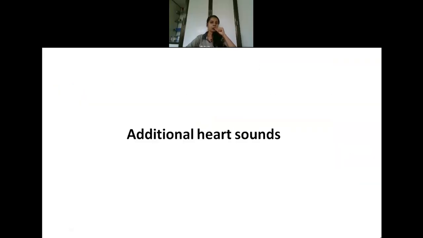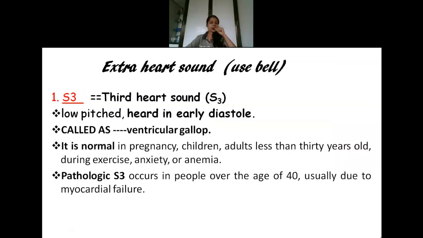First of all, moving on to S3. Always remember S1 and S2 are the normal heart sounds. The first abnormal heart sound is S3, which is referred to as the third heart sound. S3 is a low pitched sound, and that is why we use the bell of the stethoscope to listen. This S3 is usually heard during early diastole. And there is one more name for S3, that is ventricular gallop.